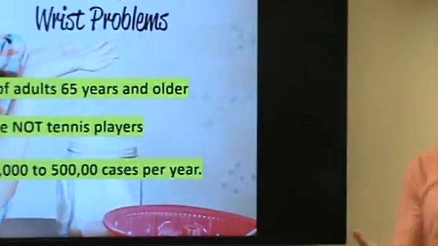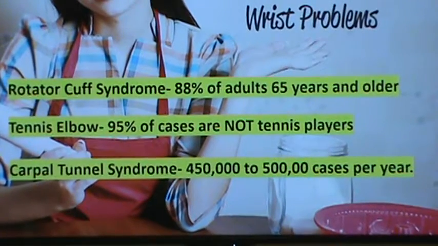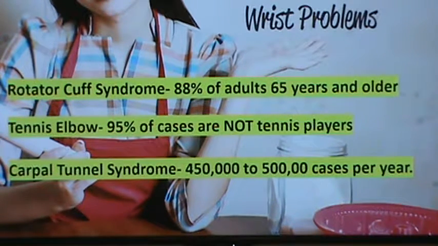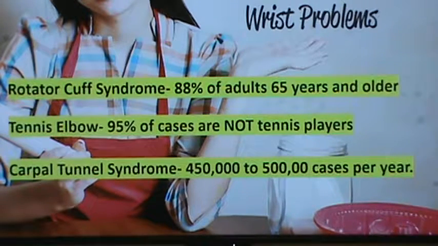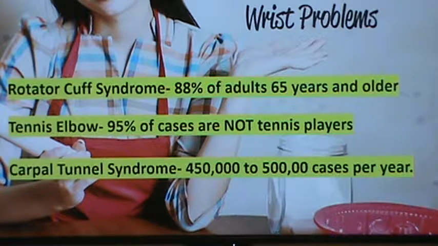So rotator cuff syndrome. It's in 88% of adults at some time in their life, from before they were 65 or even older, have experienced some sort of rotator cuff injury. So we're going to talk about the different types of rotator cuff problems, because there's tendinitis, there's tearing, there's inflammation, but we'll talk about that. And then tennis elbow. Actually, as you can see, 95% of tennis elbow cases, these people do not even play tennis. These are all repetitive injuries, and I'll get further into that.